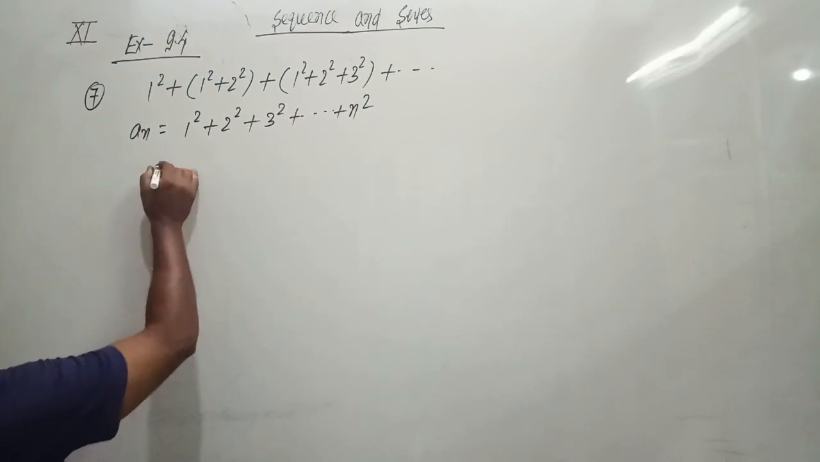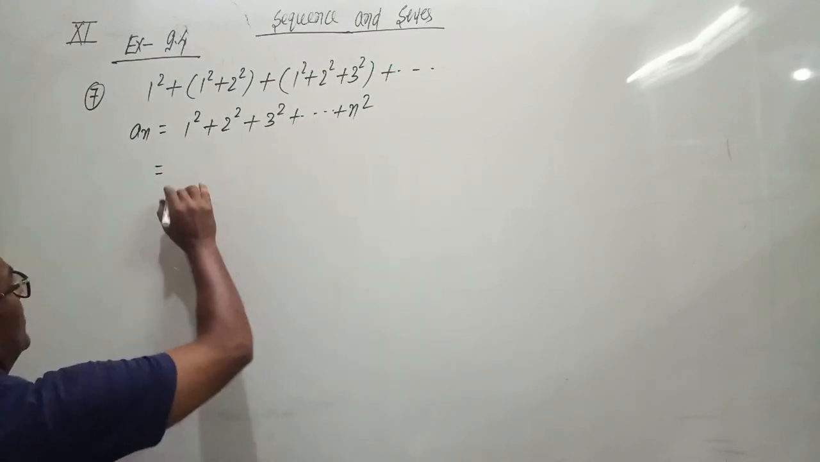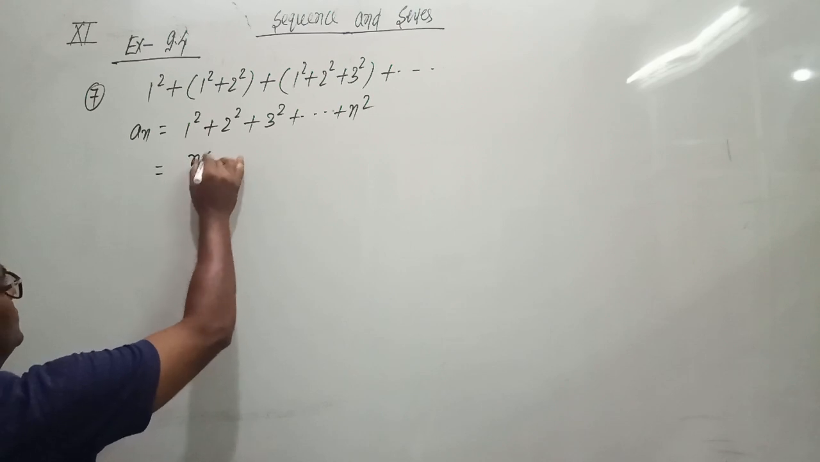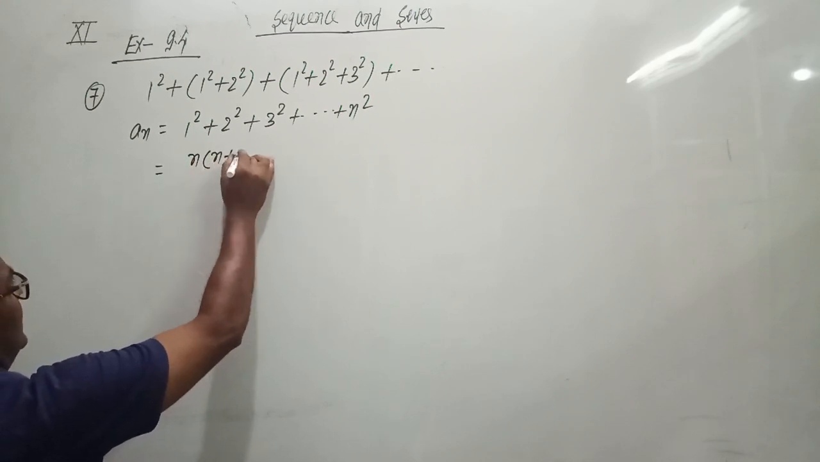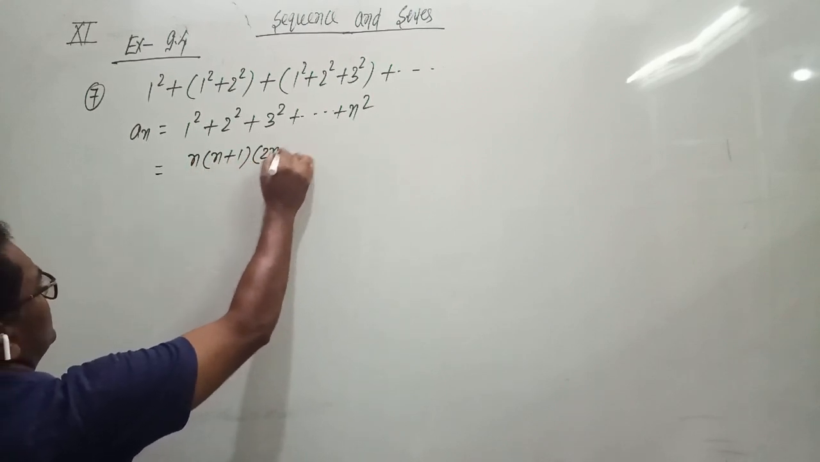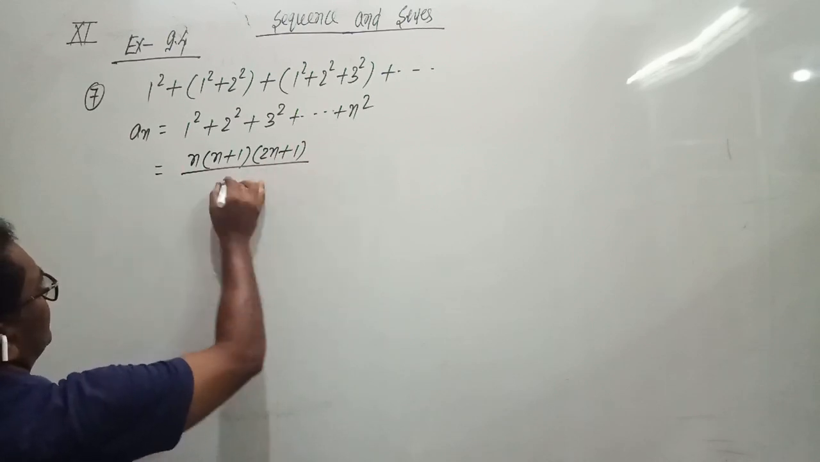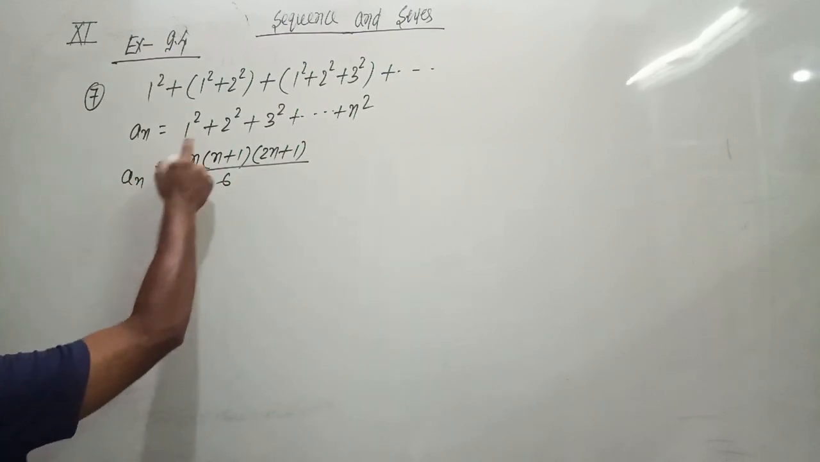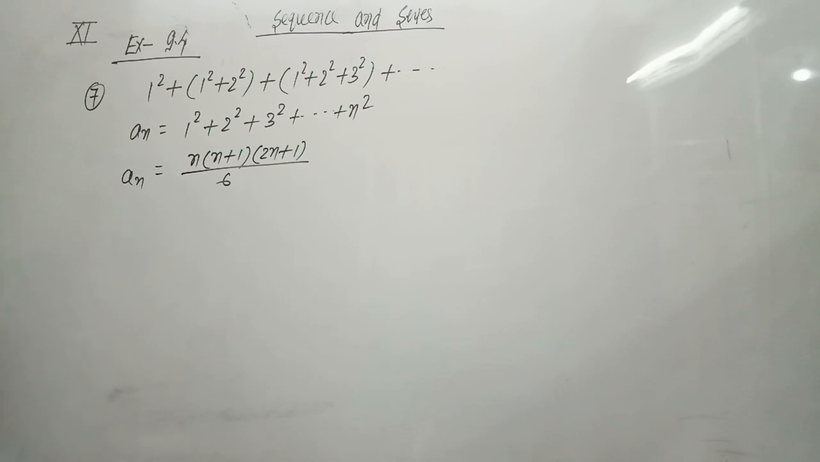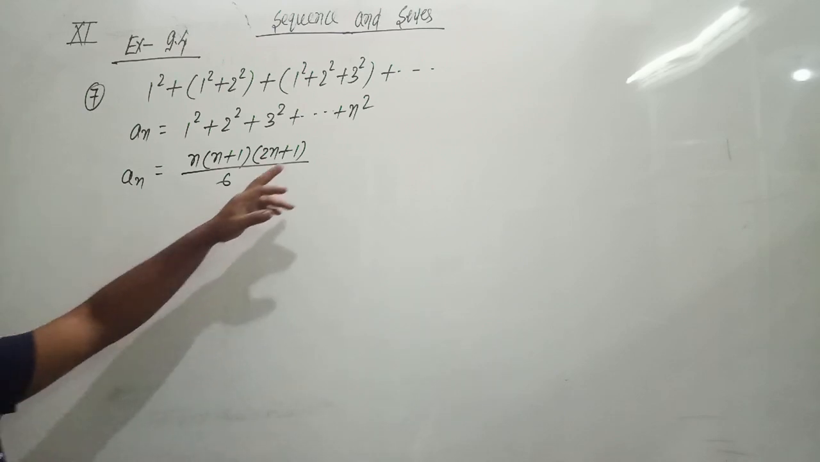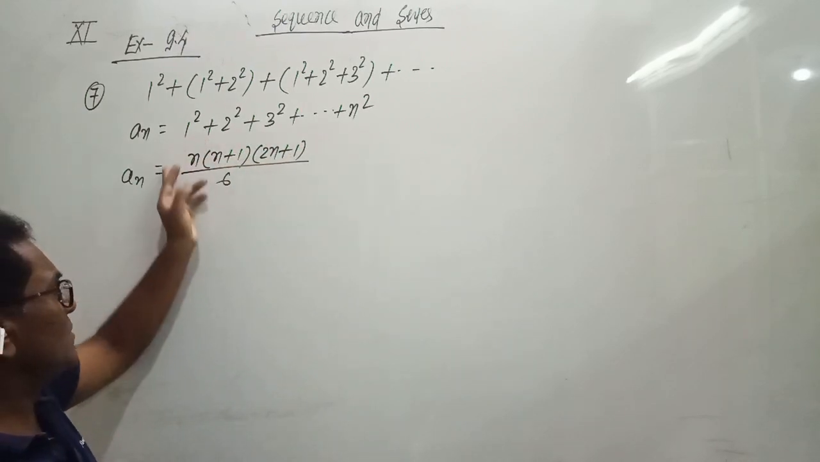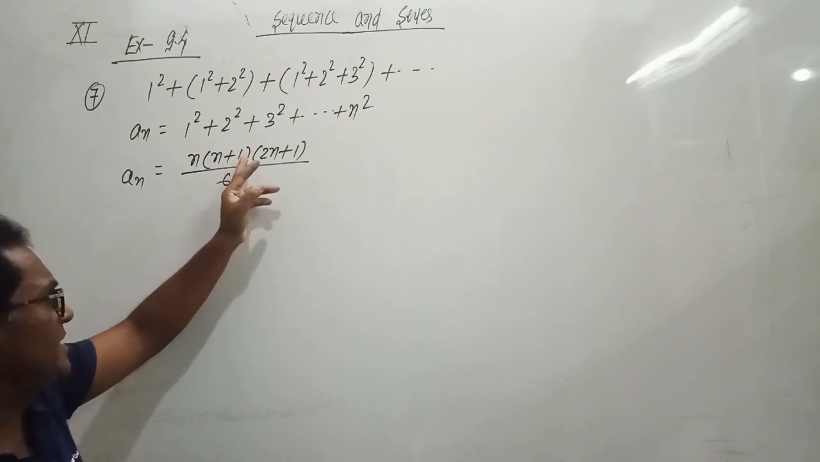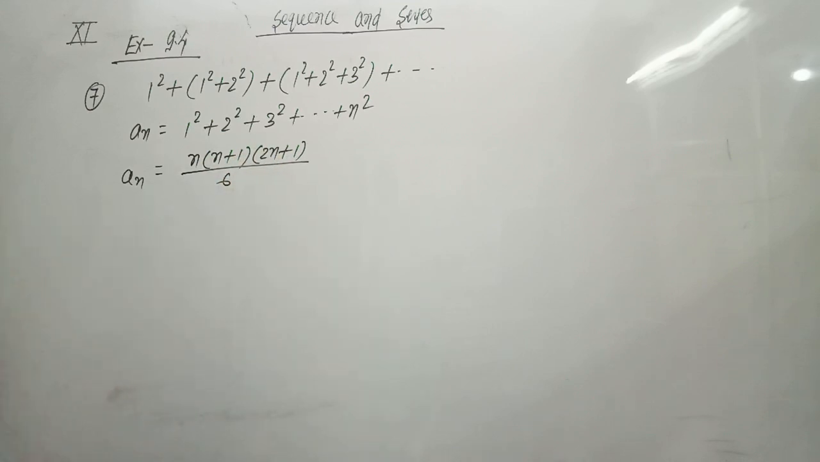Already we know the formula. n into n plus 1 into 2n plus 1 upon 6. The formula for sigma n square, meaning 1 square plus 2 square plus 3 square plus up to n square, and its sum is n into n plus 1 into 2n plus 1 upon 6.